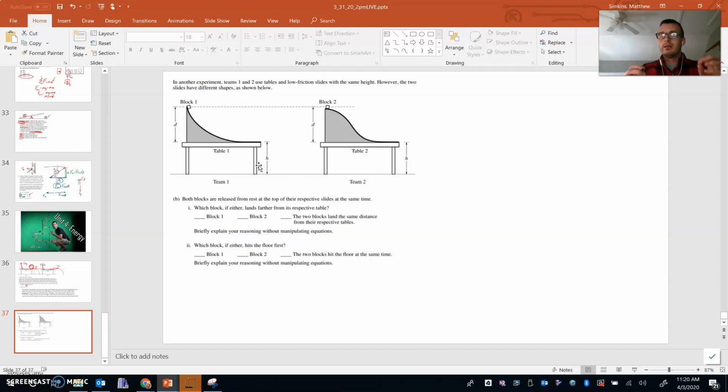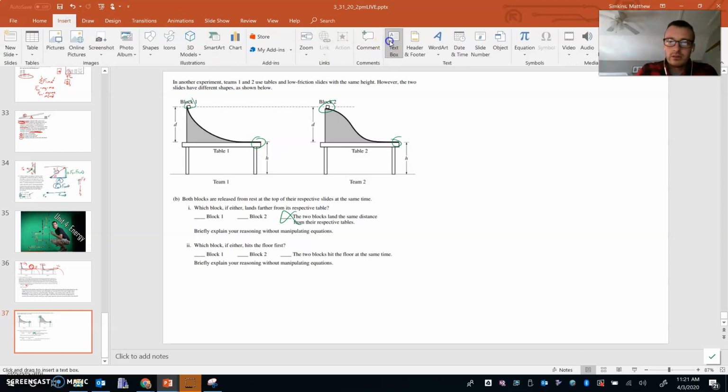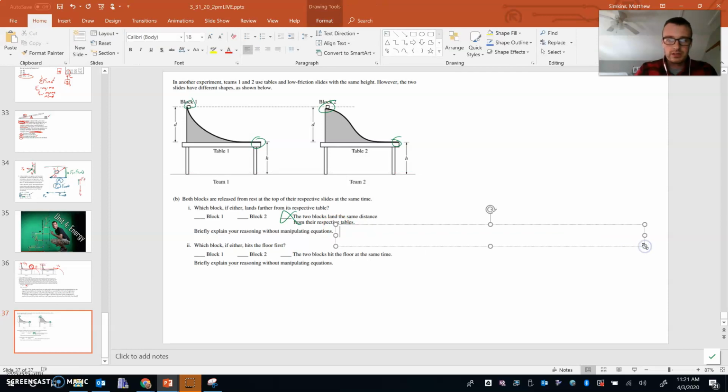Okay. Now, I'm doing all this explaining. That's why it's taking us longer to answer this question. But I hope that you're looking at these big ideas. You're like, okay, well, they both start at the same height from the edge of the table. Therefore, they're both going to be on the same speed. And it says which one lands farther from its respective table. You're going to say, well, duh, they're both going to land the same distance from their respective table. All right. So it says briefly explain your reasoning without manipulating equations.